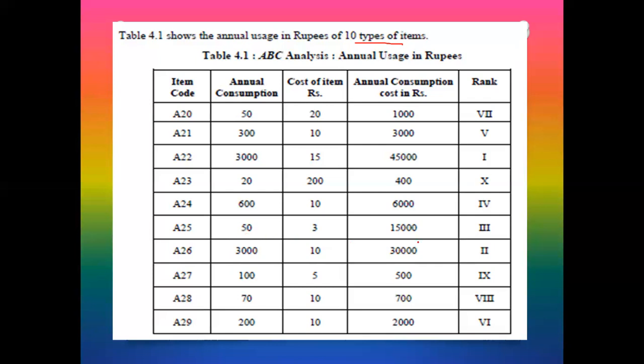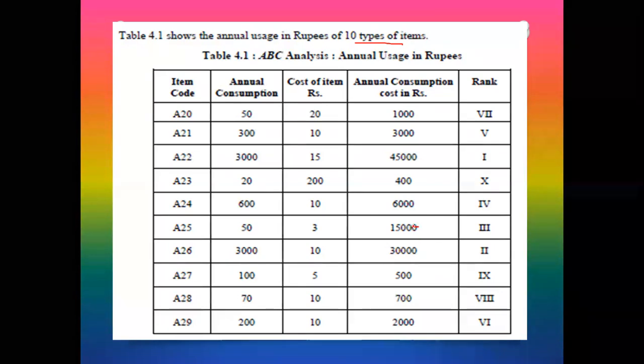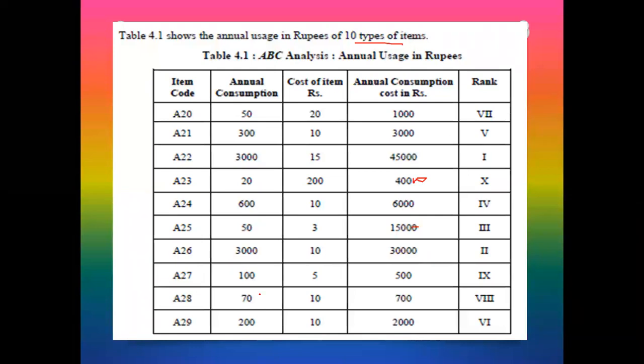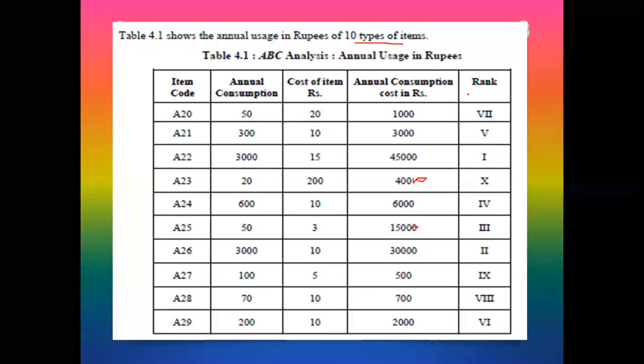50 into 3, 150. Some sort of mistake there. 600 into 10, 6,000. 20 into 2, 40. Like this you have the cost, right? Then once this comes, see the items and how you categorize them.